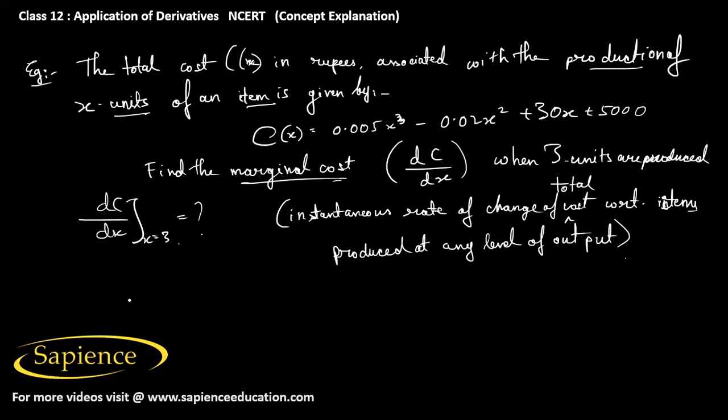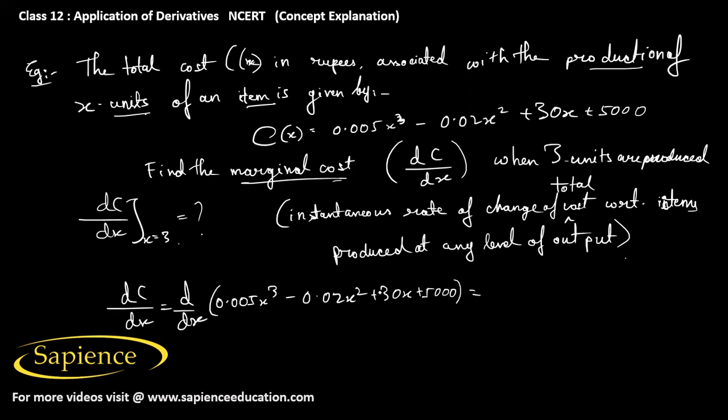So here, dc by dx will be d by dx of 0.005 x cube minus 0.02 x square plus 30x plus 5000. That will be equal to 3 fives are 15, so 0.015 x square minus 0.04x plus 30. So this much rupees per item, you can say. Therefore, this is your marginal cost, MC.